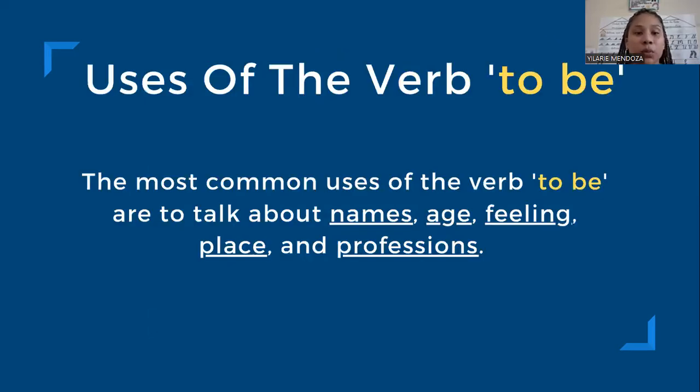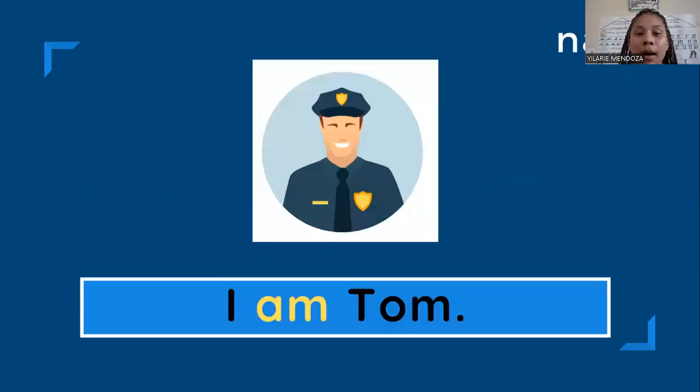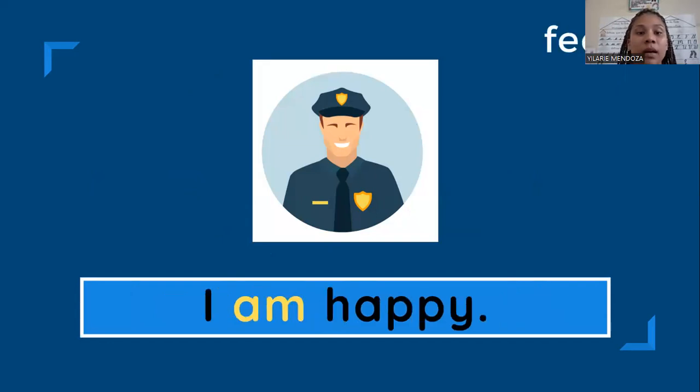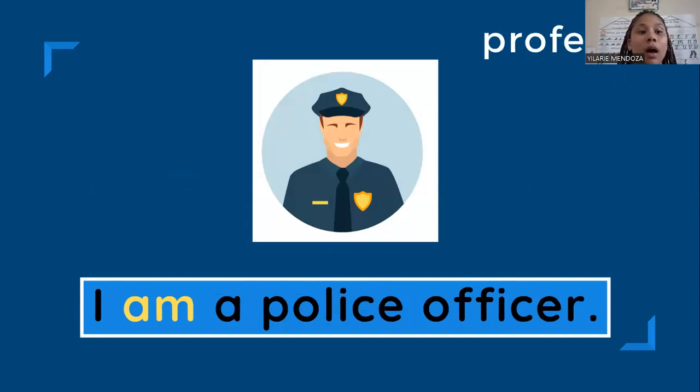Use of the verb to be. The most common uses of the verb to be are to talk about the name, age, feeling, place, or profession. Practice number one. I am Tom. The name. The age: I am 35 years old. Feeling: I am happy. Place: I am from America. Profession: I am a police officer.